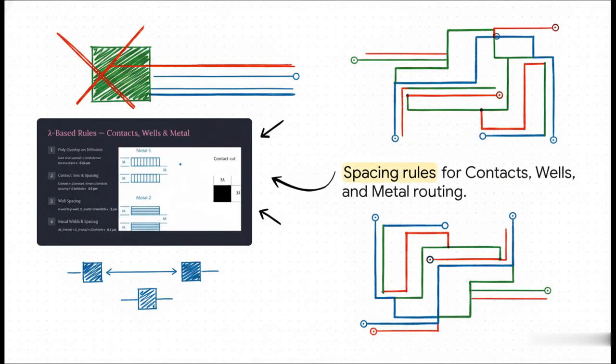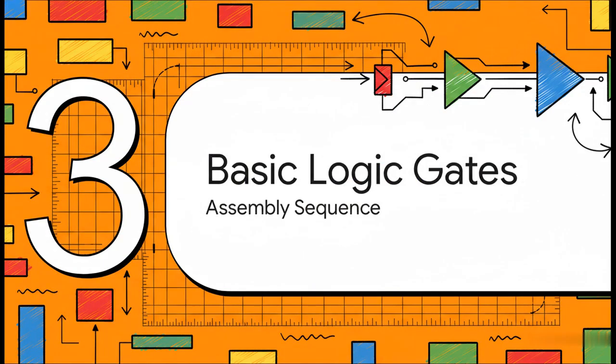So the crucial takeaway here is how these different layers interact when they cross paths. When a red polysilicon line crosses a green diffusion line to create a gate, it can't just stop at the edge. The rule actually dictates that the poly must overlap and extend past the active area by exactly 1 lambda. This ensures that even if there's a tiny, microscopic manufacturing misalignment, the gate still fully crosses the channel, and the transistor actually works. We also see rules for our blue metal routing, which requires a very straightforward 2 lambda width and 2 lambda spacing. Which brings us to part 3, building basic logic gates.